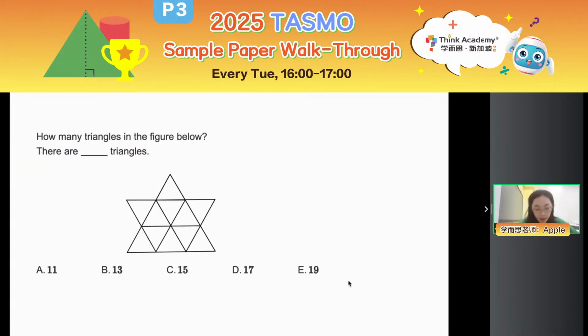Okay, then next one, question 8. How many triangles are in the figure below? So when it comes to triangles, what should we do? You just count step by step, okay? Count by size. So here we start from one triangle. How many single triangles are there? Alright, please type your answer in the chat box. Yeah, how many triangles are there?